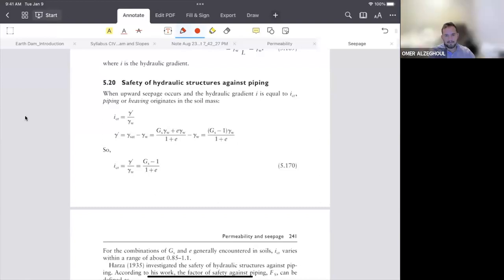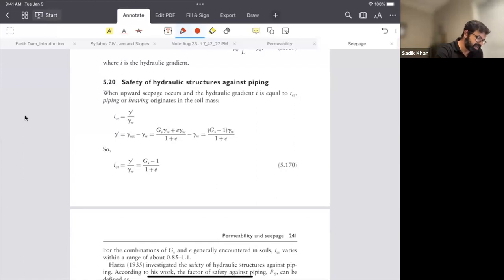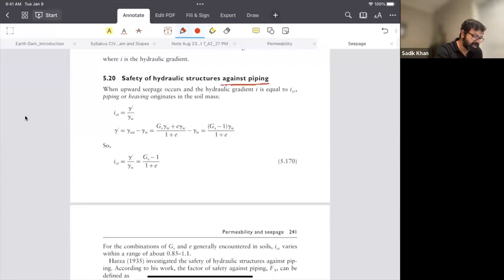Yeah. So that's the factor of safety against uplift, and then we also need to find out the safety of the hydraulic structure against piping. So that's our last topic that I'm going to cover today. Okay, as long as we are done, we're done for the class. So I'm not taking any break.